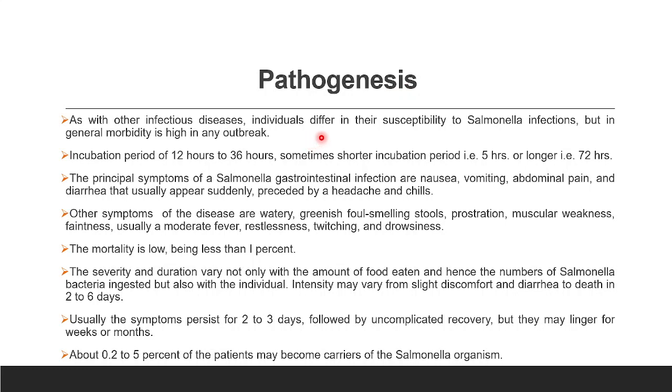Now coming to the pathogenesis. As with other infectious diseases, general morbidity is very low, but it could convert into a high rate in an outbreak. Incubation is 12 to 36 hours. Sometimes the incubation could be shorter, 5 hours, or longer, like 72 hours. But generally, it is 12 to 36 hours. The symptoms are nausea, vomiting, abdominal pain, and diarrhea. Sometimes there can be watery, greenish, foul-smelling stools, prostration, muscular weakness, faintness, moderate fever, restlessness, twitching, and drowsiness. Mortality is very low, less than 1%.